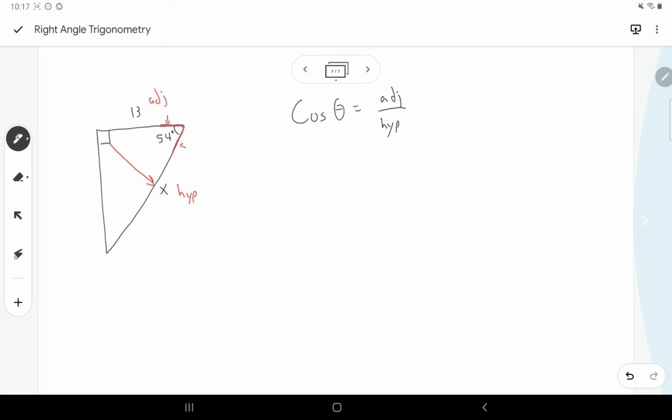Okay, so from here, it's very similar to other trigonometric questions. Because it's so similar, I'm going to show you a little bit of a shortcut this time. We fill in all the numbers that we know. Cosine of the angle, which was 54 degrees, equals the adjacent, which is 13, over the hypotenuse, which is x. We don't know what that is yet. We'll be figuring that out soon.